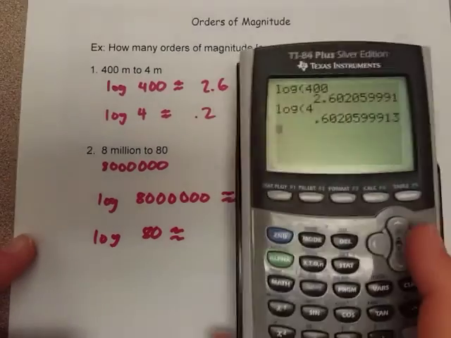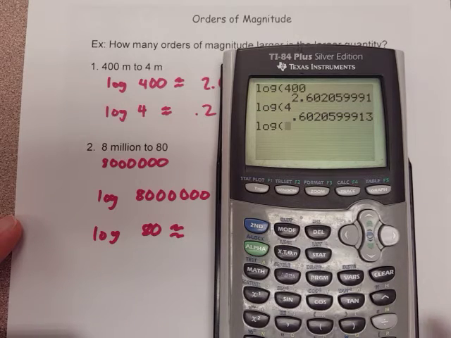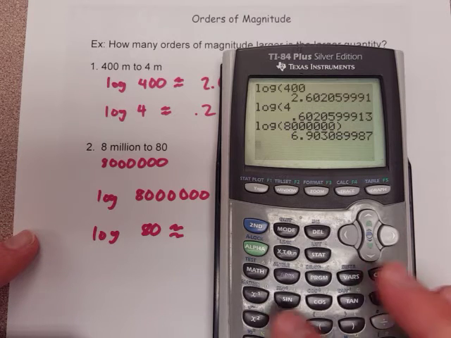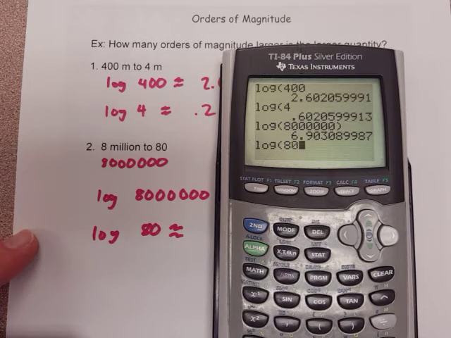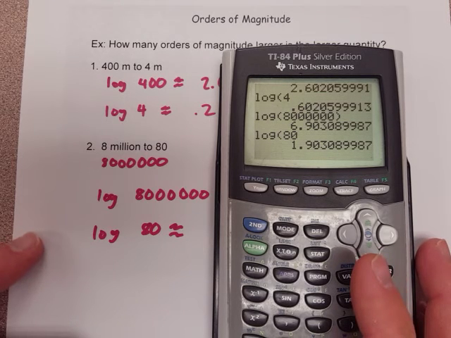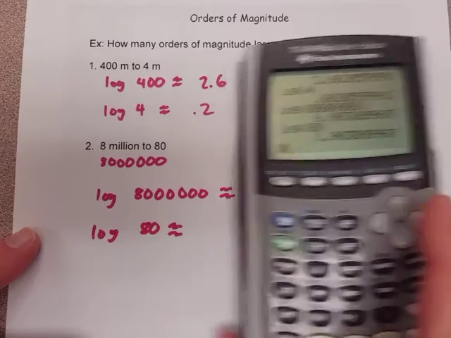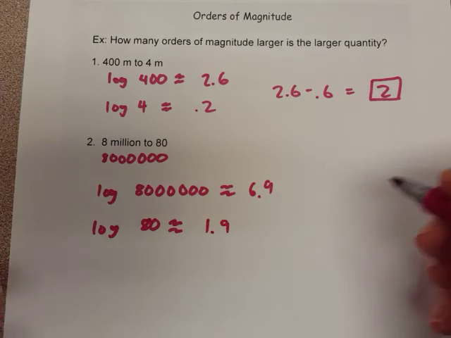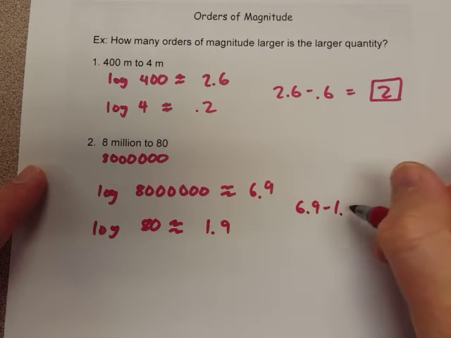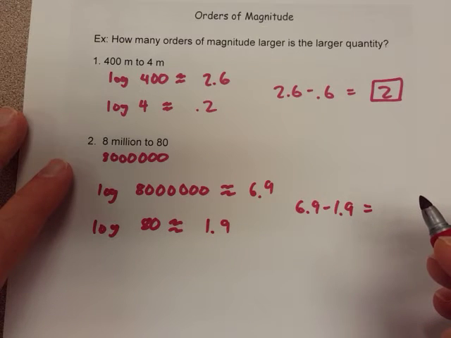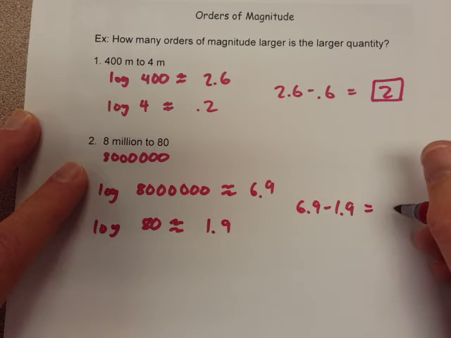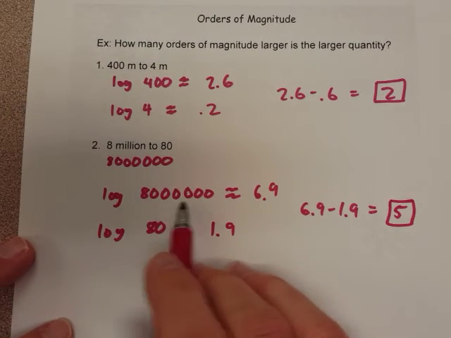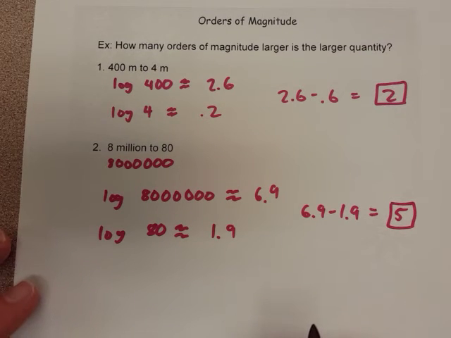Okay, so we go back to the calculator on that one. Log of 8 million and log of 80. So you can see that the first one's about 6.9, the second one's about 1.9. So we subtract those and we get an order of magnitude of 5. So it is 5 orders of magnitude greater. The order of magnitude for this one is 5 more than the order of magnitude for this one.